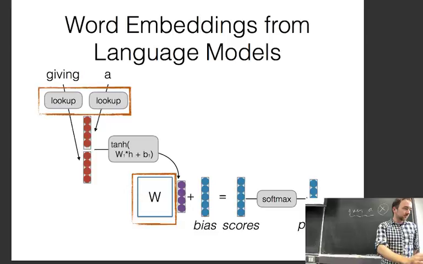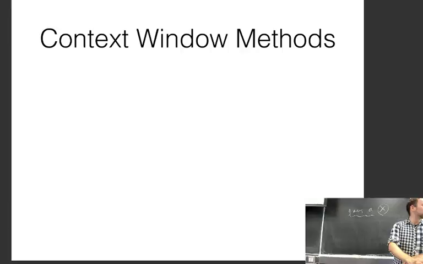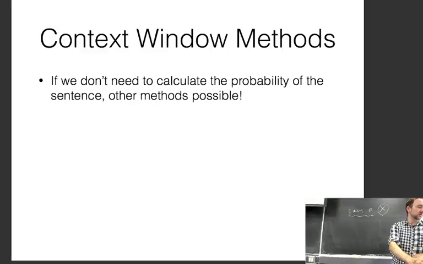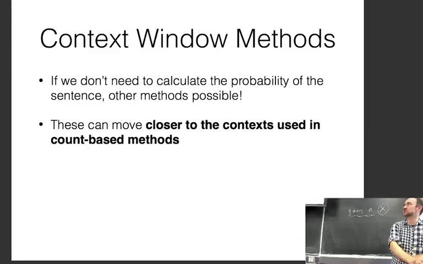There's also other methods, like the ones used in Word2Vec, which actually bring us closer to the keyword in context thing that I showed before. So if we don't need to calculate the probability of the sentence, we can think of other more direct methods to do this. So closer to the contexts that we used in the keyword in context thing and closer to count-based methods. And these drive Word2Vec etc.